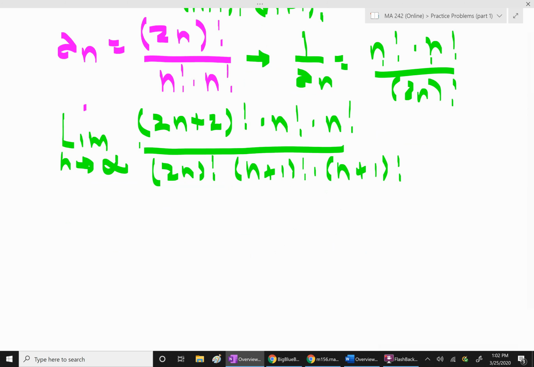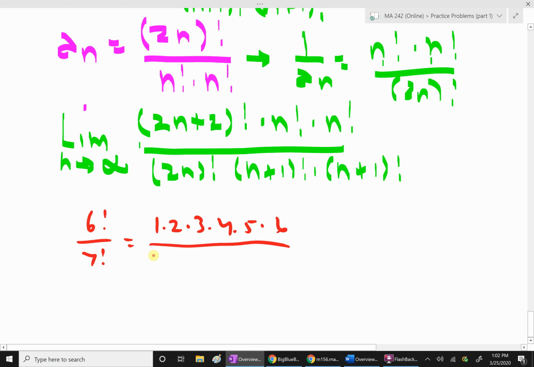And let me just show you with a simple example, okay? Suppose you have 6 factorial over 7 factorial. Let's look at actual numbers, right? So 6 factorial is 1 times 2 times 3 times 4 times 5 times 6. 7 factorial is 1 times 2 times 3 times 4 times 5 times 6 times 7. Because notice when I'm doing 7 factorial, I'm multiplying up to 6 and then a little bit further. So that's 1 over 7, right?